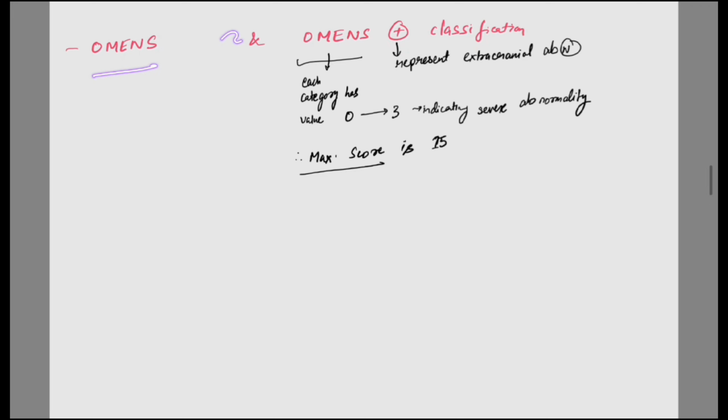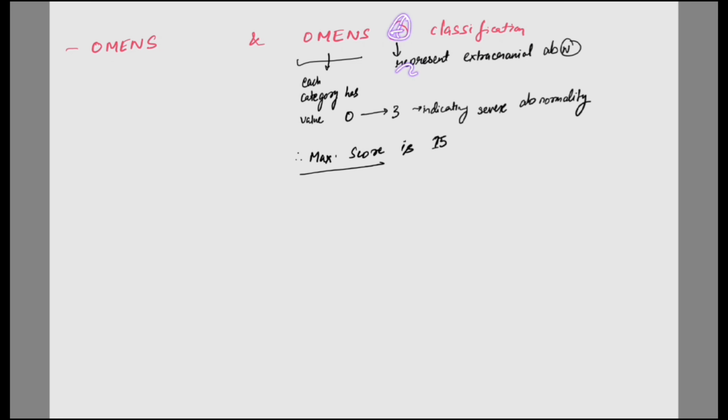In this video, we will be discussing the OMENS and OMENS plus classification for craniofacial microsomia. Here, the plus sign represents the extracranial anomalies, and all the 5 features each category has a value of 0 to 3, 0 for normal and 3 for maximum severe score. So the maximum score for OMENS classification is 15.